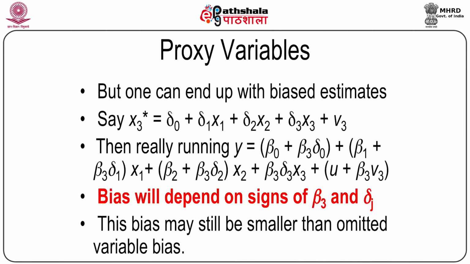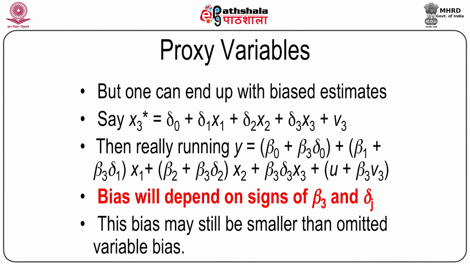But one can end up with a biased estimate, say x3 star equals delta naught plus delta 1 x1 plus delta 2 x2 plus delta 3 x3 plus v3. Then we are really running y equals beta naught plus beta 3 delta naught plus beta 1 plus beta 3 delta 1 x1 plus beta 2 plus beta 3 delta 2 x2 plus beta 3 delta 3 x3 plus u plus beta 3 v3, which will mean a biased regression, and the bias will depend on the sign of beta 3 and delta 1, and this bias may still be smaller than the omitted variable bias.